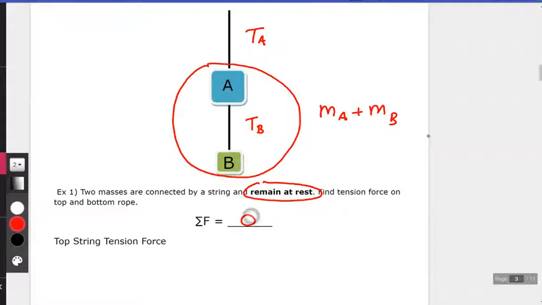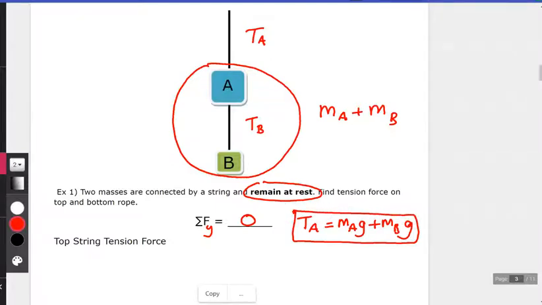This system's at rest. The sum of the forces in the y and x direction is 0. So the up forces, TA, equal the down forces. Now, what are the down forces? MAG plus MBG. So then we see that that's what the tension at the top is. The tension at the top is equal to the weight of the first box plus the weight of the second box, and that's it. Done.